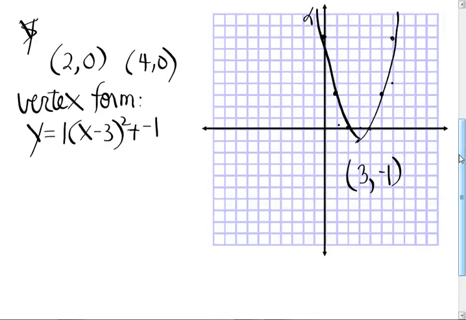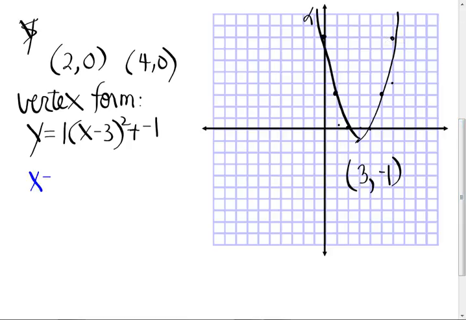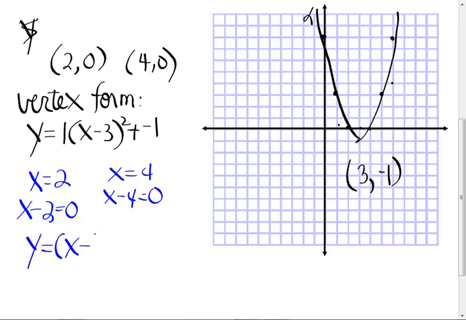Sure, because x equals 2, let's change colors. So x equals 2, which means x minus 2 equals 0. x equals 4, which means x minus 4 is 0. So in factored form, this looks like this. Is that okay? Because you got a quiz question on this.